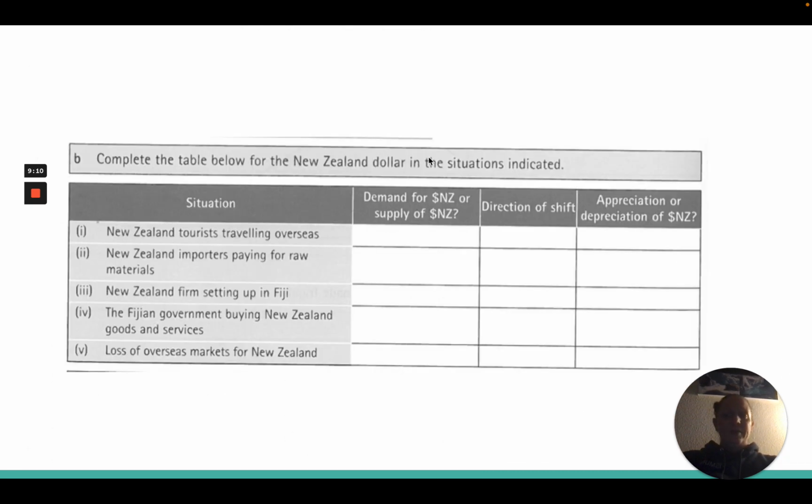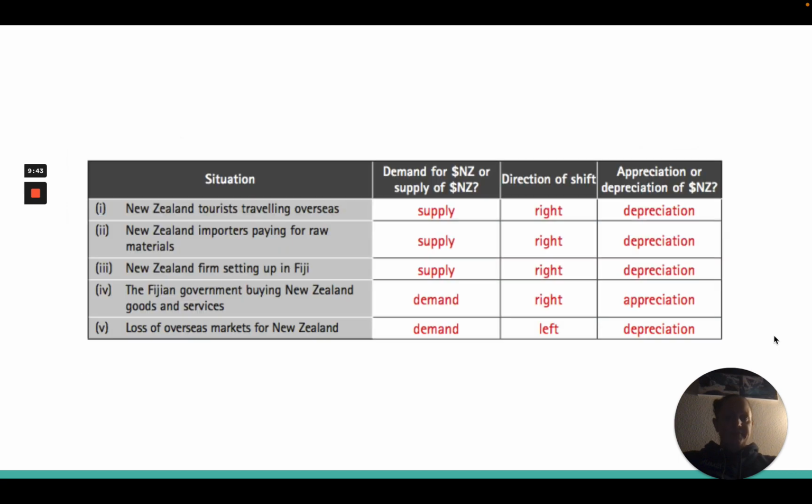Here is a table about the New Zealand dollar. You have to decide if these things are going to cause the demand or the supply of the currency to change. Is it going to increase or decrease? Is it going to cause an appreciation, meaning the price goes up, or depreciation, meaning the price goes down for the New Zealand dollar? Pause the video now and then guess your answers, and then you'll change the slide. Here are those answers.